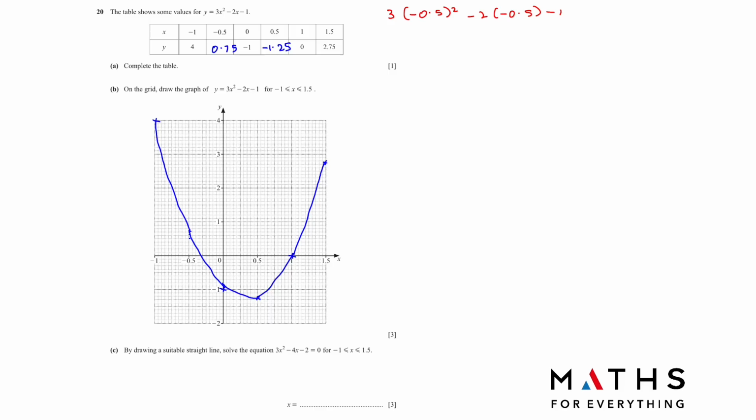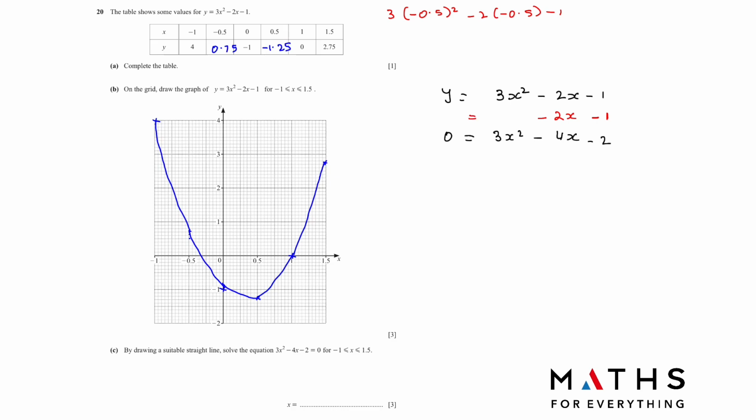Next question, by drawing a suitable straight line, solve the equation 3x squared minus 2x minus 1, minus 4x minus 2 is equal to 0. Our original graph is y is equal to 3x squared minus 2x minus 1. The second graph is 0 is equal to 3x squared minus 4x minus 2. The first term is same. The second one, I will need to add negative 2x to get negative 4x. And to get negative 2, I have to add negative 1.